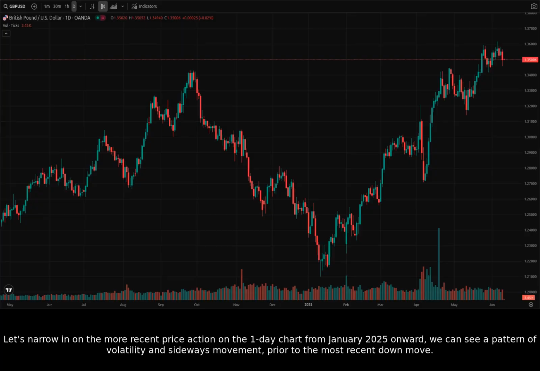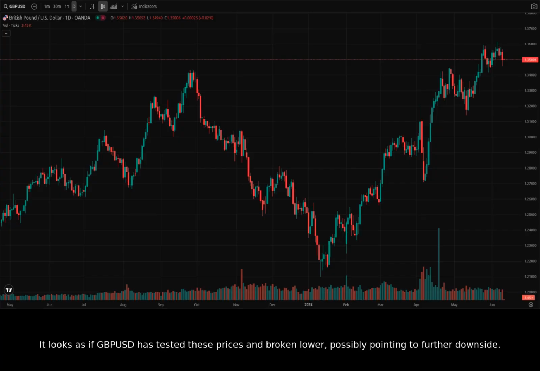Let's narrow in on the more recent price action on the one-day chart from January 2025 onward. We can see a pattern of volatility and sideways movement prior to the most recent down move. It looks as if GBPUSD has tested these prices and broken lower, possibly pointing to further downside. We need to look at shorter timeframes to get more clarity on what's going on.